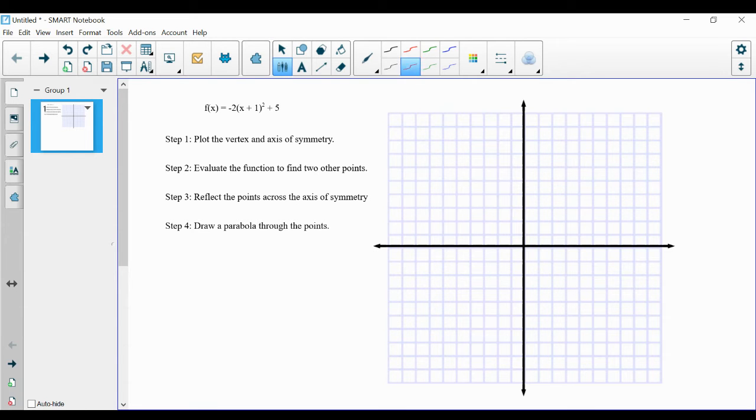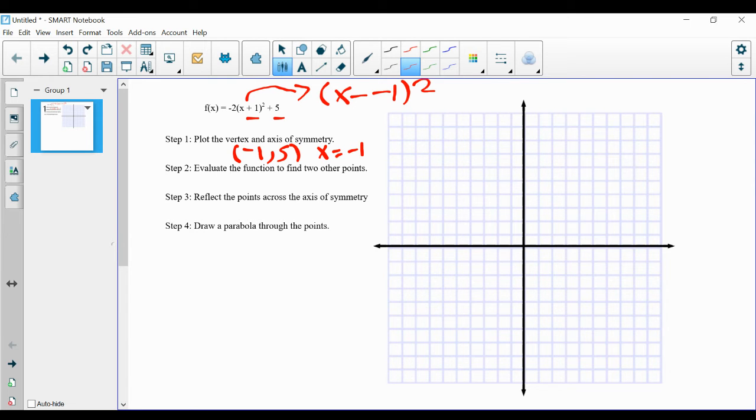If you guys remember, the vertex comes from our (h, k). Now, typically vertex form says x minus h. So technically inside here is an x minus a negative 1. So our h value here is negative 1, and our k value is 5. So our vertex is (negative 1, 5), which means our axis of symmetry is x equals negative 1.